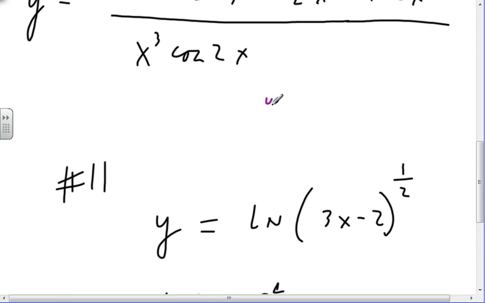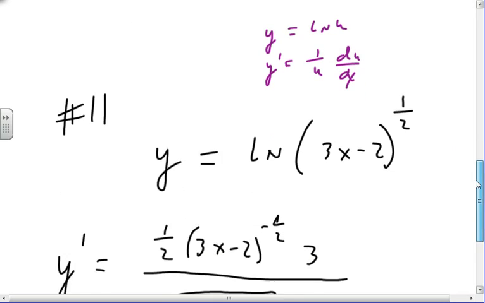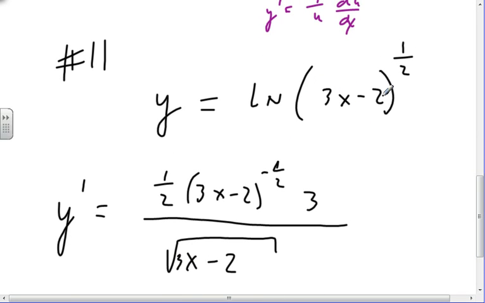Okay, so the rule says if y is natural log u, y prime is 1 over u times du dx. So 1 over whatever the argument is, I write it down there. I then take the derivative of this guy: 1/2 (3x minus 2) to the 1/2, and 1/2 minus 1 would be minus 1/2. The derivative of the inside would be a 3.